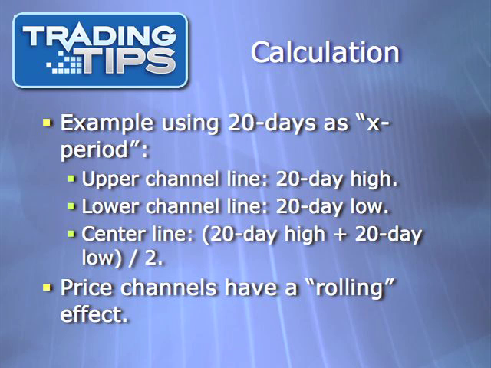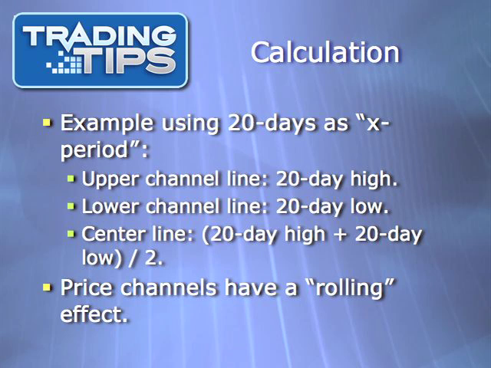Notice that at the end of each period, in this case a trading day, the newest period's data is included in the calculation, and the oldest period's data is deleted. If, for instance, a stock's high was $100 10 days ago, then its upper channel line would remain at $100 until either A, the stock went higher, or B, the day it hit $100 was dropped out of the calculation because it was more than 20 days old. In this way, price channels have a rolling effect.